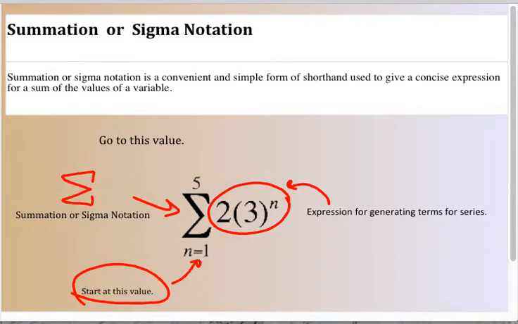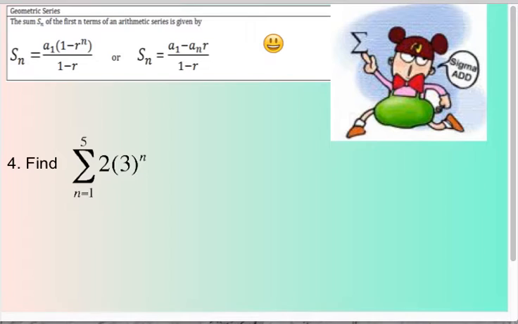Sometimes they don't start out with N equaling 1. They might start out with N equaling 5. And they might use a different variable than N. They might use J or K or something like that, and that's fine. But we're going to start with 1 in this case, and we're going to go all the way to 5. So 5 different terms that we're going to generate and then add together. You can just generate those terms, or you can use one of the formulas.